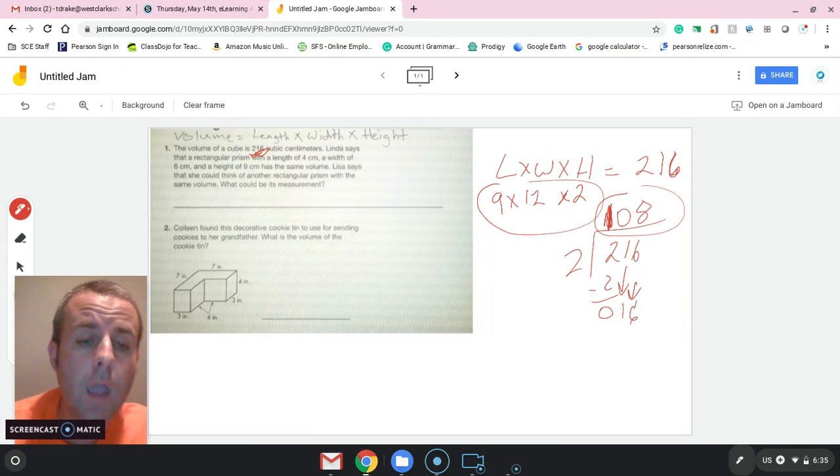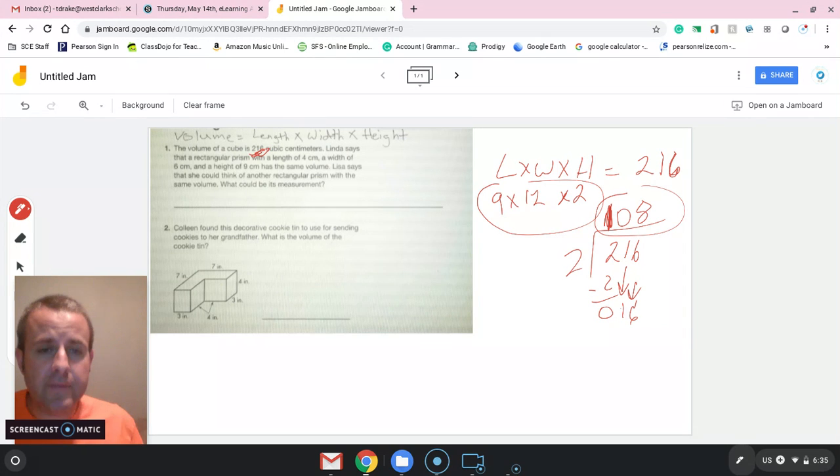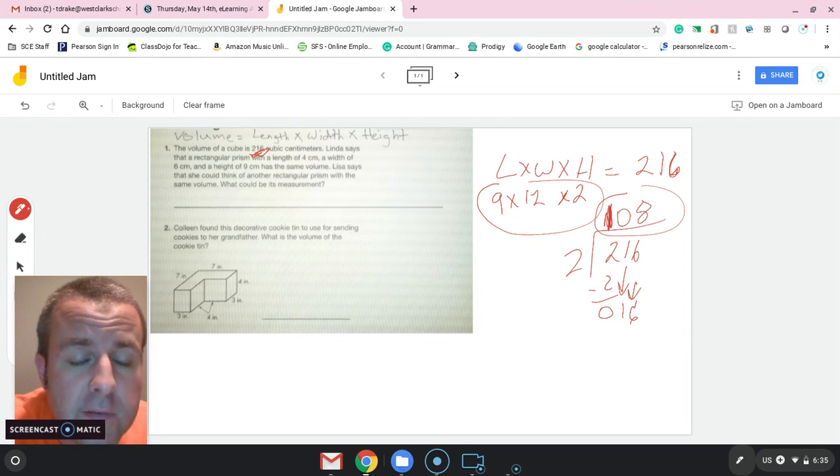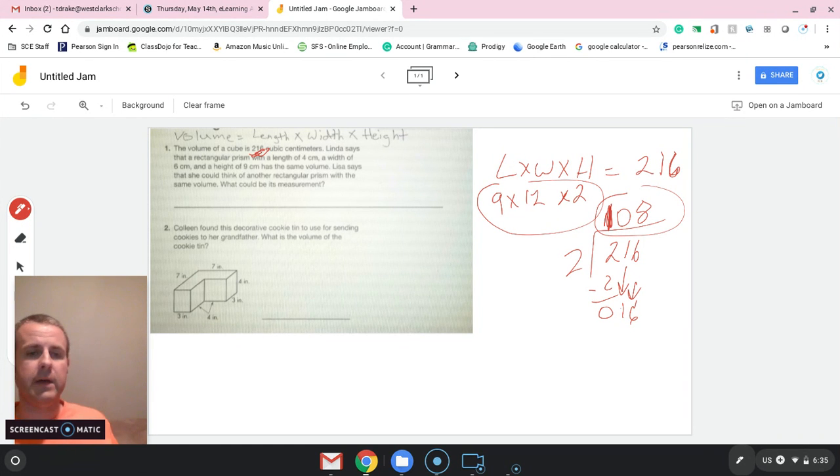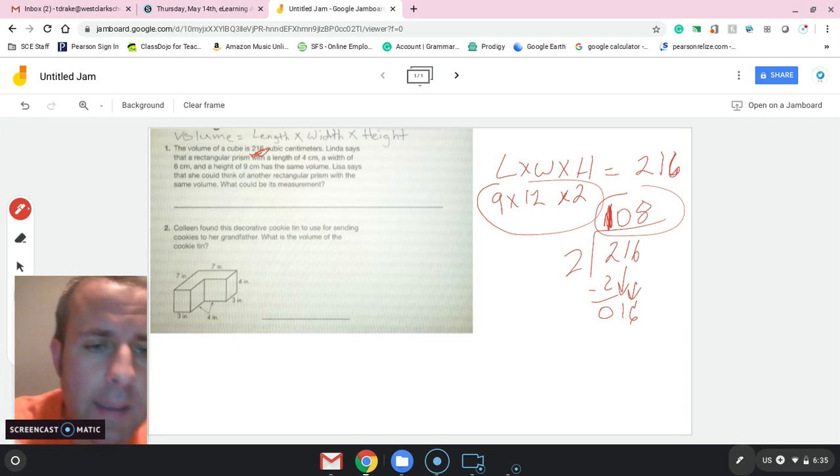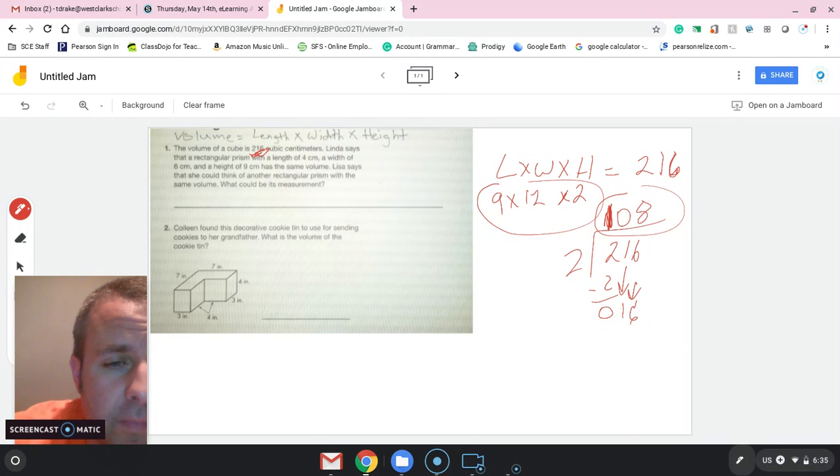Okay? For the second one, Colleen found the decorative cookie tin to use for sending cookies to her grandfather. What's the volume of this cookie tin? Okay, so we got to find the volume of this bad boy. What I'm going to do, and I know it's kind of small, okay, but I'm going to cut it right here. So I got this thing over here, and then I have on the other side, I have figure 1, and over here I have figure 2.